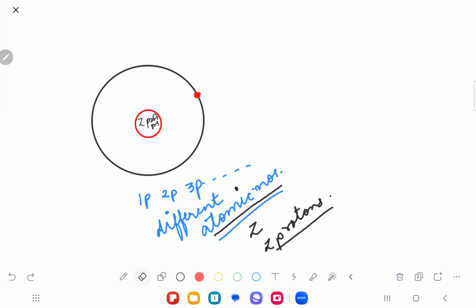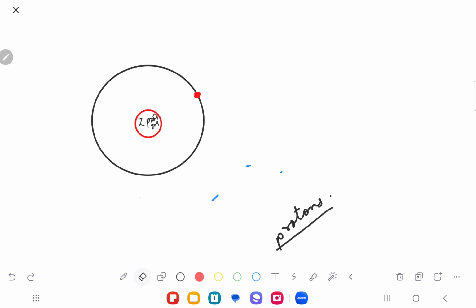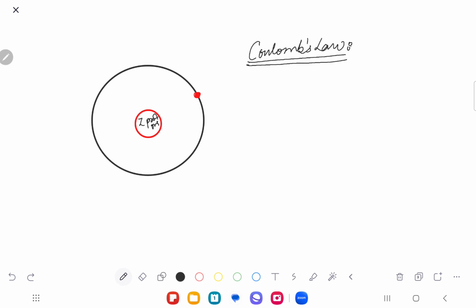Okay. So the first rule on which Bohr's model was based was number one, Coulomb's law. Now, what does Coulomb's law state? Coulomb's law states that, understand. Now we know that if we have a q1 charge and a q2 charge, yes or no? Yes. So we know that positive charges and positive charges repel each other.